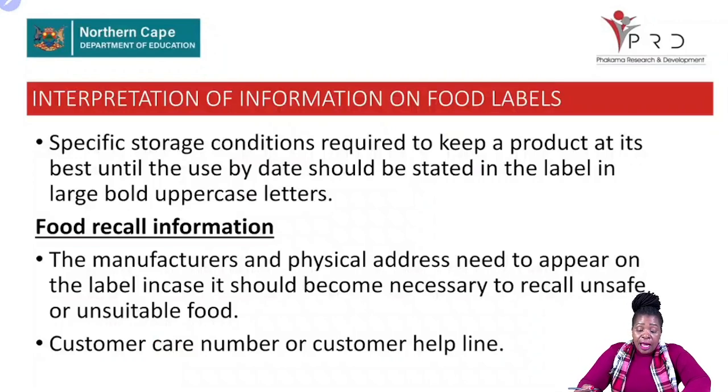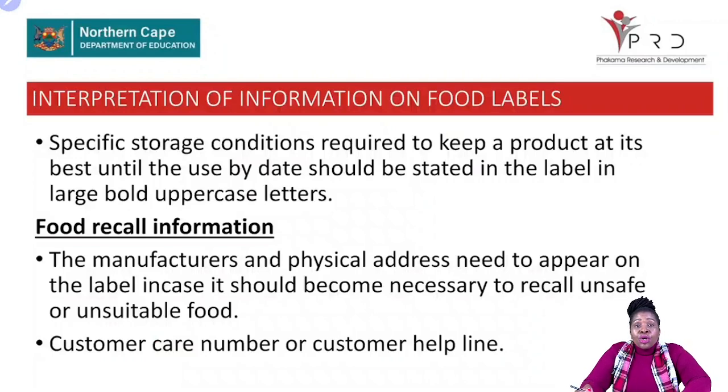Still on interpretation of information on food labels, the specific storage conditions required to keep a product at its best until the use by date should be stated in the label in large, bold, uppercase letters. So storage conditions are very important in case you do not even know that this product is supposed to be refrigerated. So it will specify to you to keep refrigerated. It will be written keep refrigerated, right?